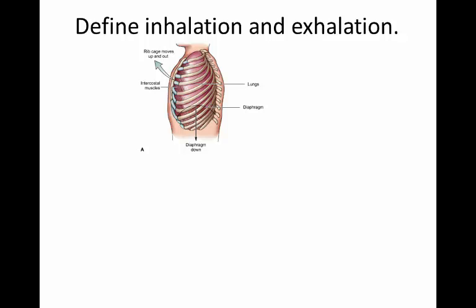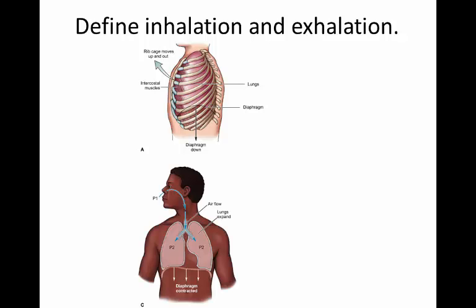During inhalation, or breathing in, our diaphragm is moving down and our rib cage moves up and out due to the movement of the intercostal muscles, the muscles between the ribs. When the diaphragm moves down and the rib cage moves up and out, the volume of the thoracic cavity increases. Because the amount of air has not changed, with the increase of volume of the thoracic cavity and the lungs, there is a decrease in pressure.